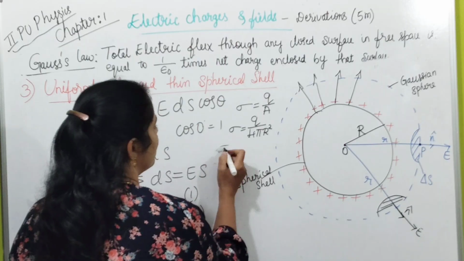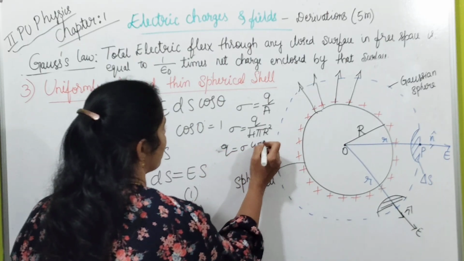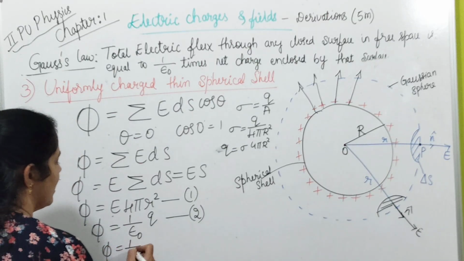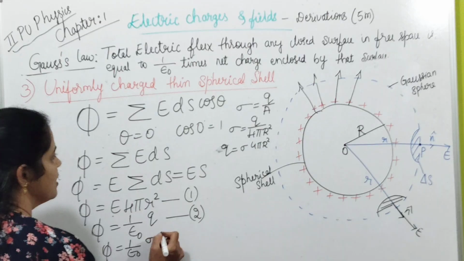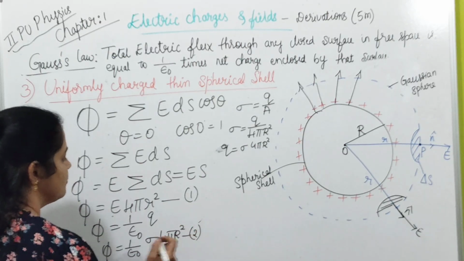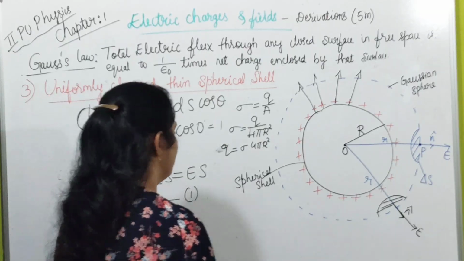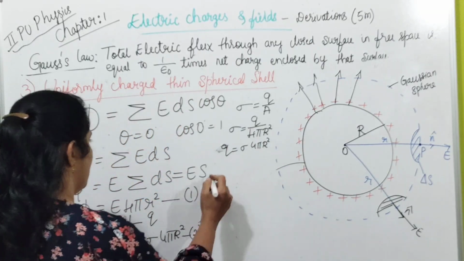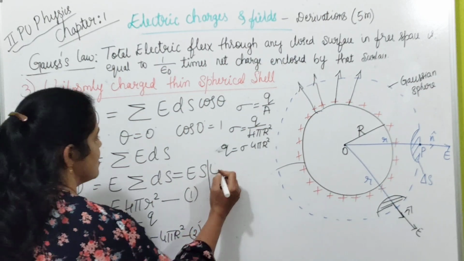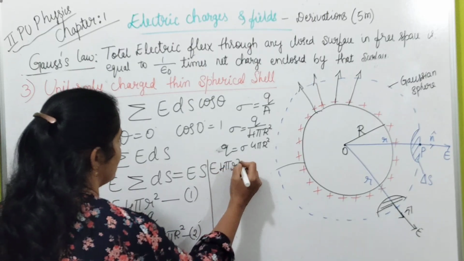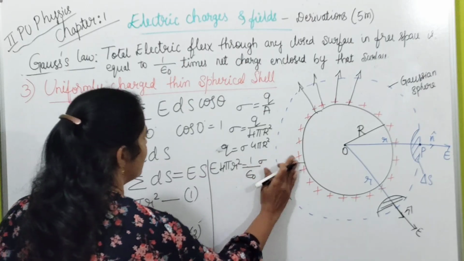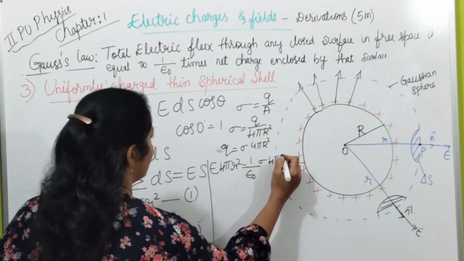Then how to write Q? Q can be written as sigma into 4 pi R square. Let me write that here. So phi is equal to 1 by epsilon naught into Q, where Q is sigma into 4 pi R square. I'll call this equation 2. So comparing 1 and 2, the left hand side is the same, so let us equate the right hand side, that is E into 4 pi r square is equal to 1 over epsilon naught sigma into 4 pi capital R square.